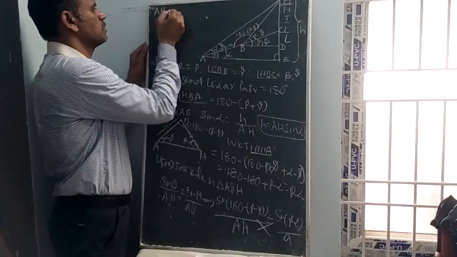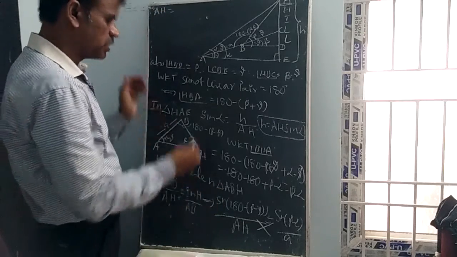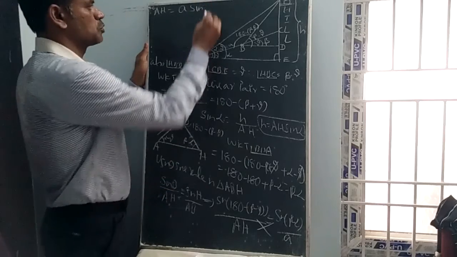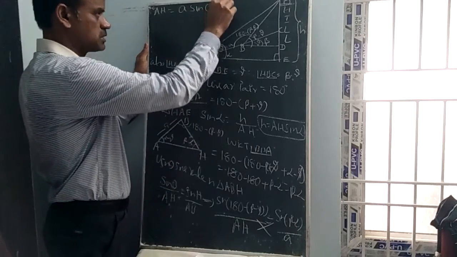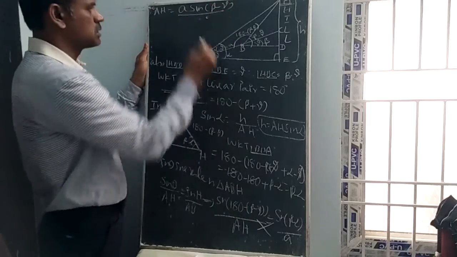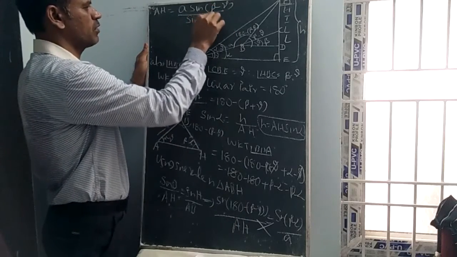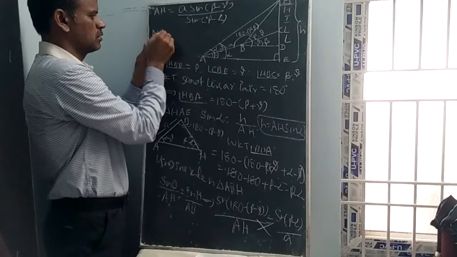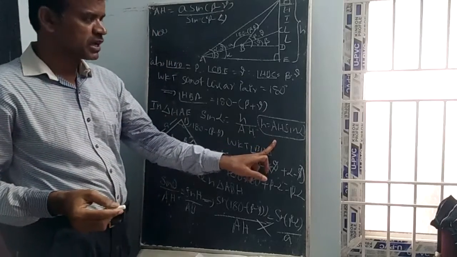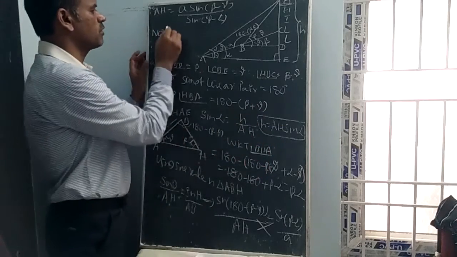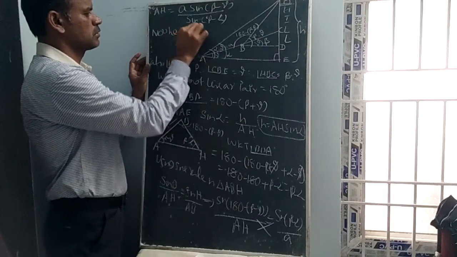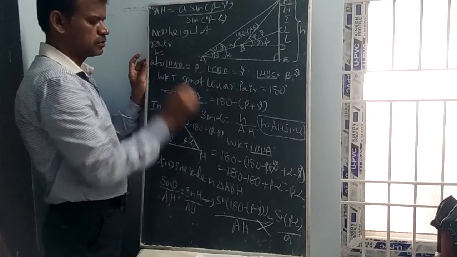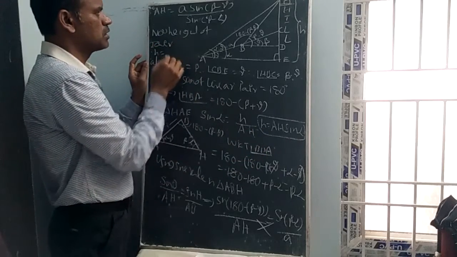Capital AH is equal to a into sine 180 minus theta, which becomes sine theta. So a into sine of beta minus gamma whole by sine of beta minus alpha. Now I put a box here. Small h, meaning height of the tower, equal to AH into sine alpha. Height of tower, small h, equal to AH, meaning this one, into sine alpha.